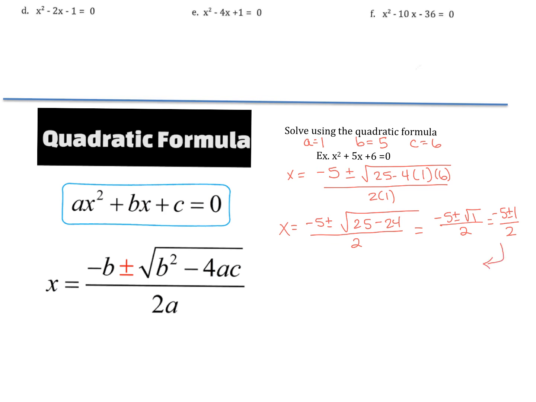So looking at my two answers, I have negative 5 plus 1 over 2. This is negative 4 over 2, or negative 2. I also have negative 5 minus 1 over 2. This is negative 6 over 2, or negative 3. Those are my two answers for this quadratic equation.